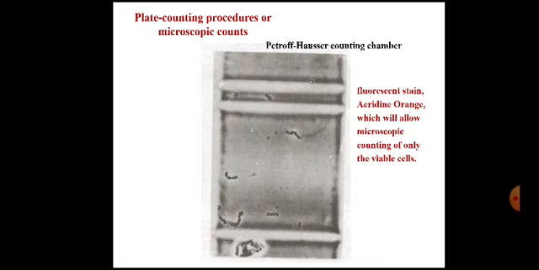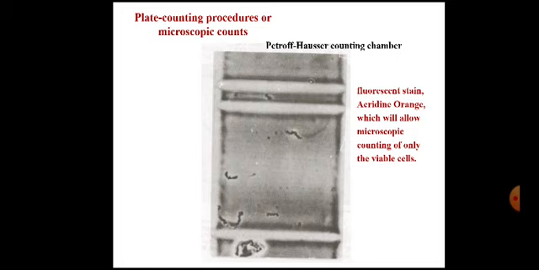In order to make it visible, or to improve this particular assay protocol, fluorescence stains may be added. Now the major drawback of this type of counting method is that both living cells as well as dead cells of the bacterium or microorganism will be counted, because we are observing this slide under a microscope. So the microscope will not be able to distinguish between dead and live microbial cells.